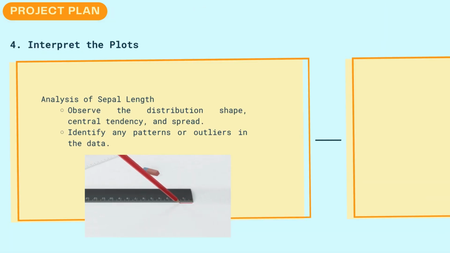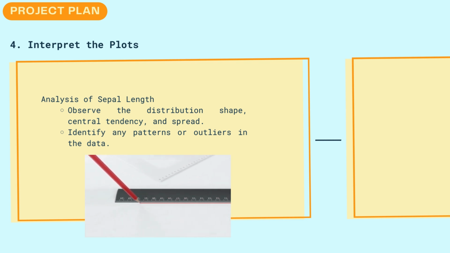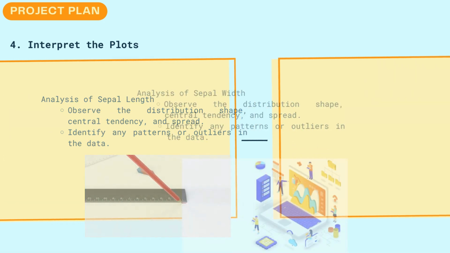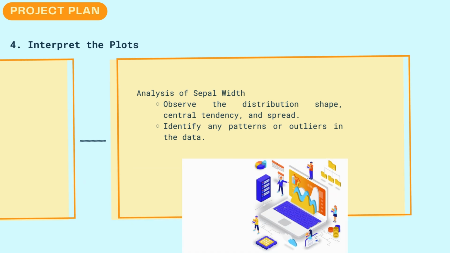Interpret the plots. Analysis of sepal length. Observe the distribution shape, central tendency, and spread. Identify any patterns or outliers in the data. Analysis of sepal width. Observe the distribution shape, central tendency, and spread. Identify any patterns or outliers in the data.